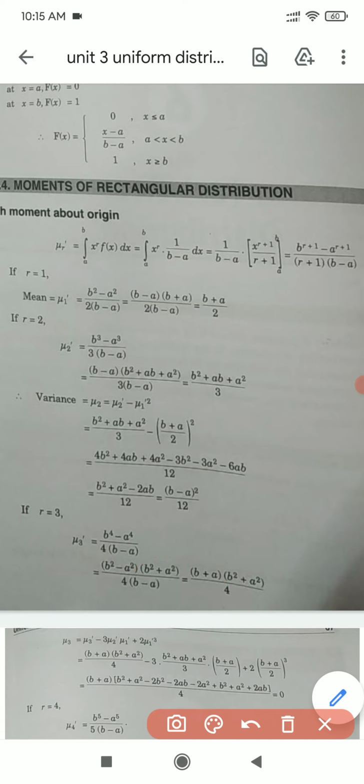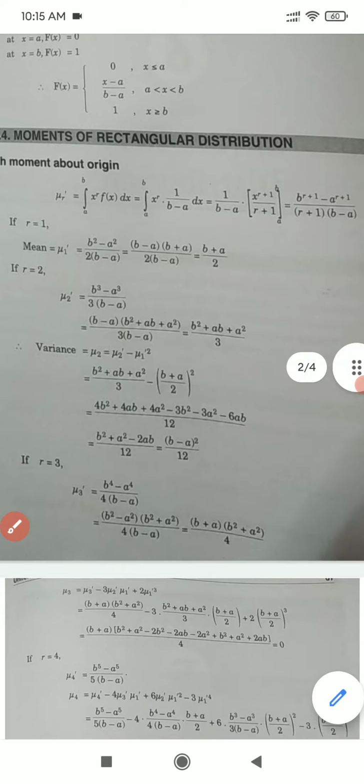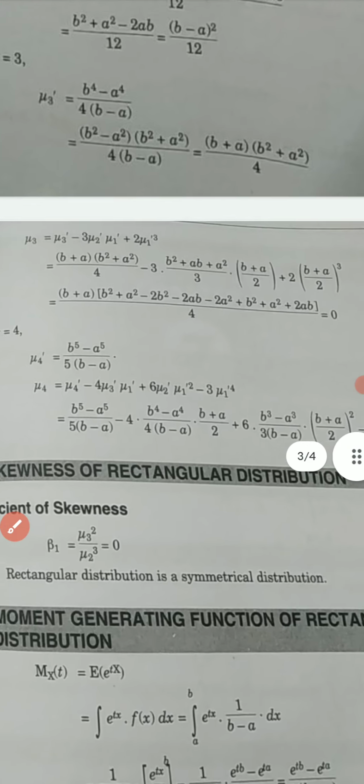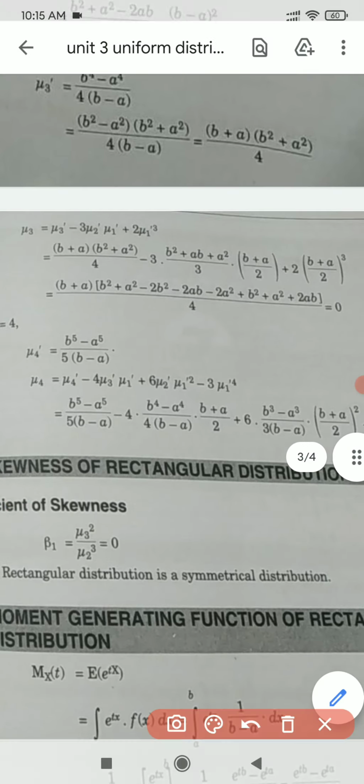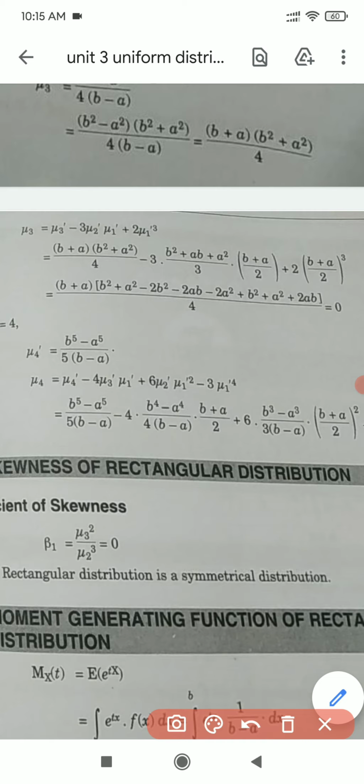Then, students, after that we are going to calculate mu3. What is mu3? Mu3 dash minus 3 mu2 dash mu1 dash plus 2 mu1 dash cube. Then just substitute whatever answers you got. You will get the answer as 0, students, remember.